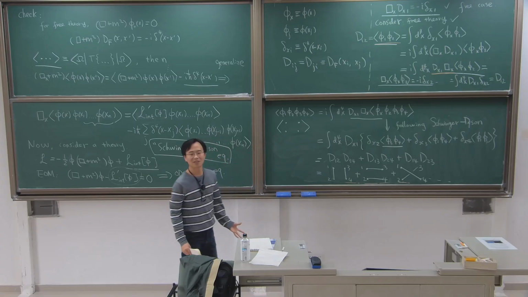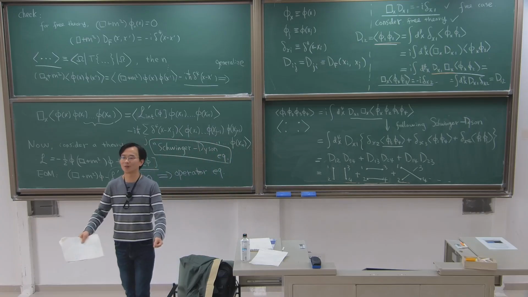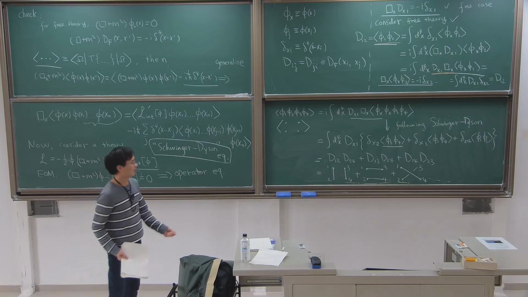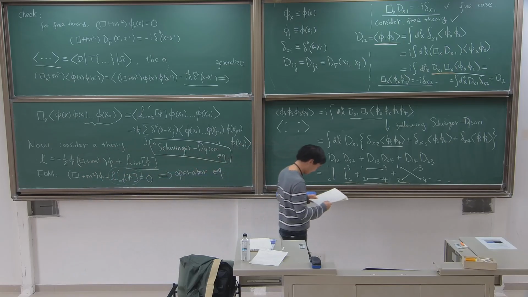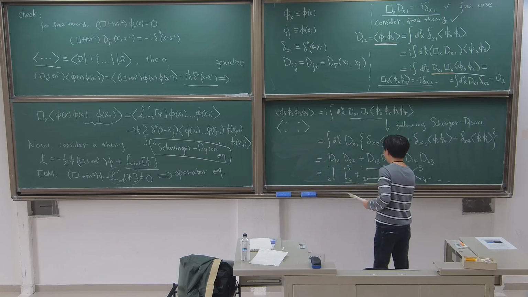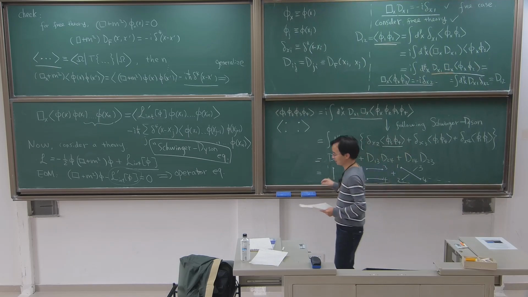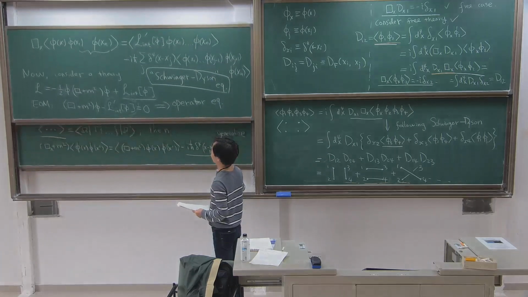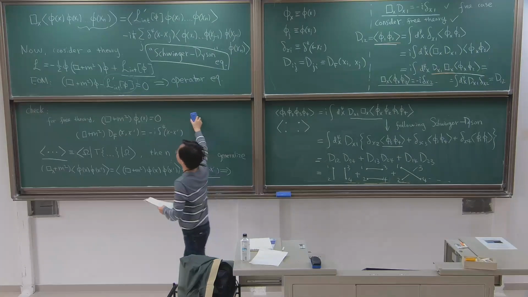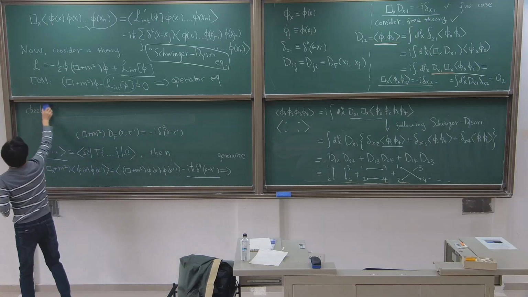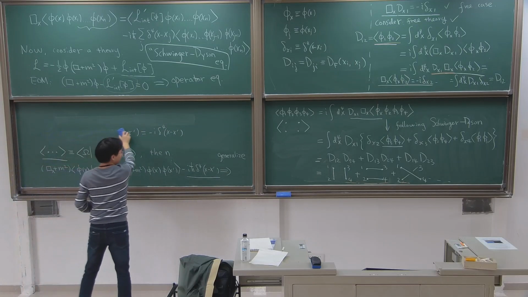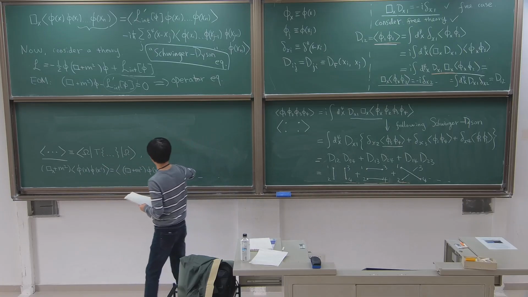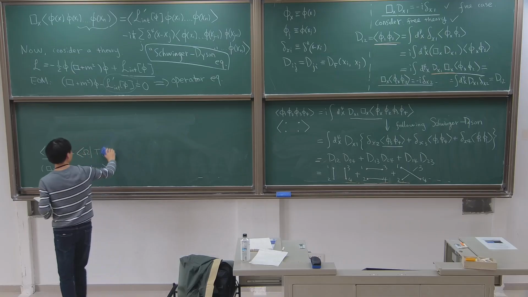Because the theory is free, only the 2-point probability can contribute. So this is the result, and this is exact. But so far, we are still in this trivial free theory limit. We haven't really gone to the interacting case. So what will happen in the interacting case?